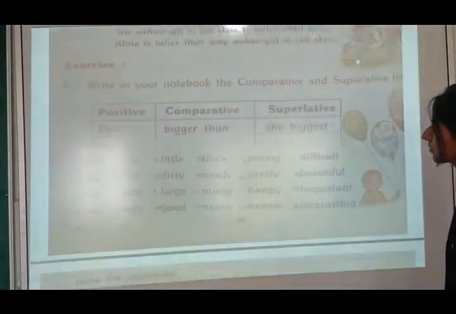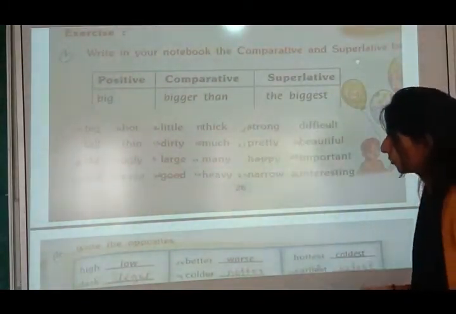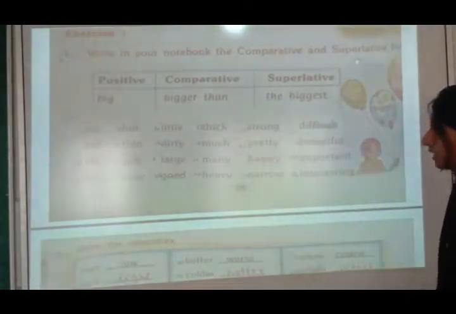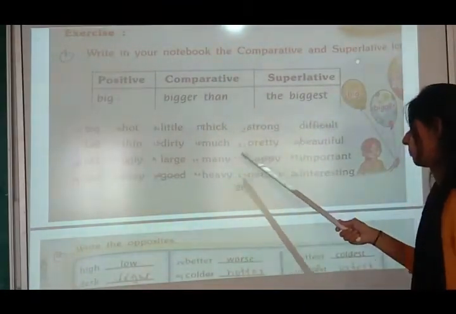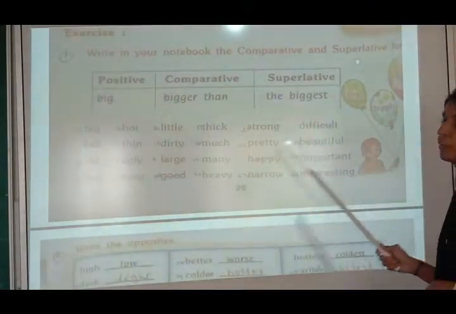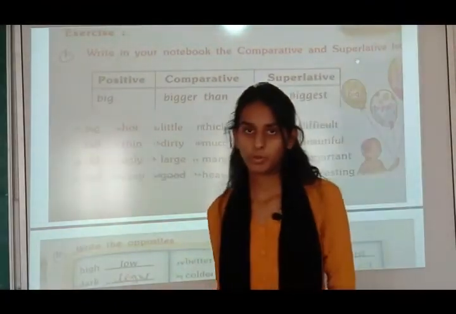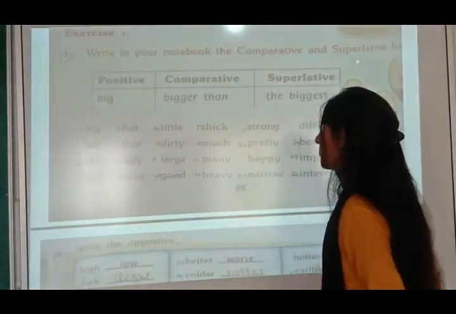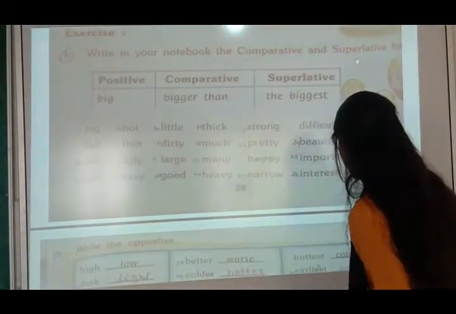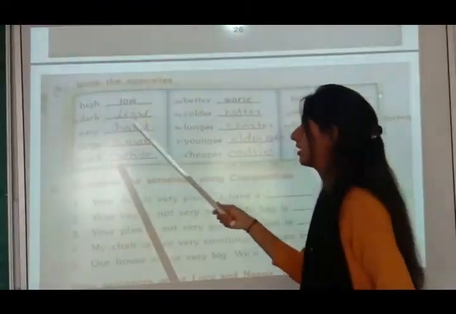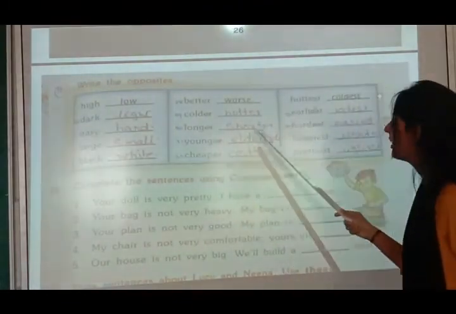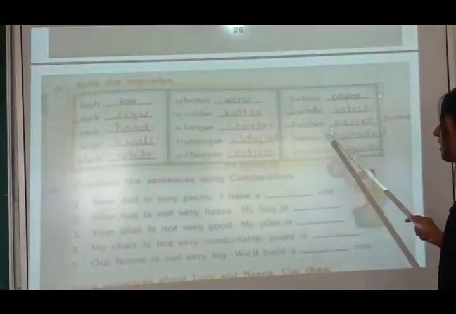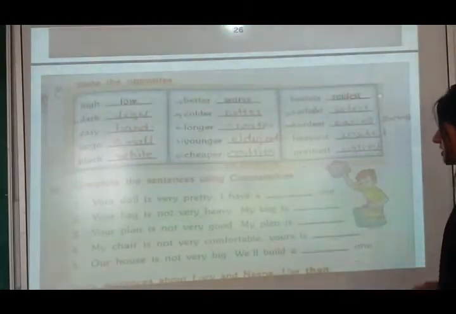Now see, you have to write this in your notebook. Positive, comparative, superlative: big, bigger, biggest; thick, thicker, thickest; pretty, prettier, prettiest; beautiful will become more beautiful, most beautiful. Now see, opposites. You have seen opposites: high, low, easy, hard, large, small, younger, elder, hottest, coldest, heaviest, easiest, prettiest, ugliest.